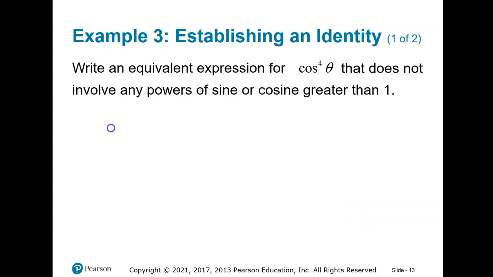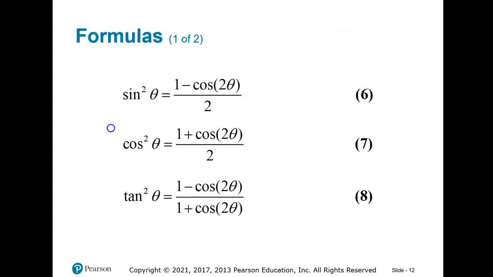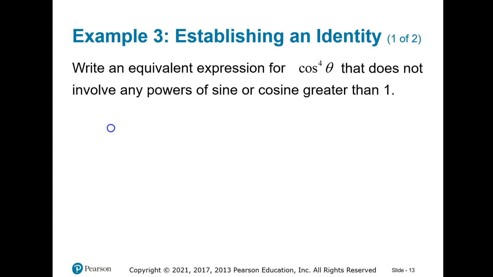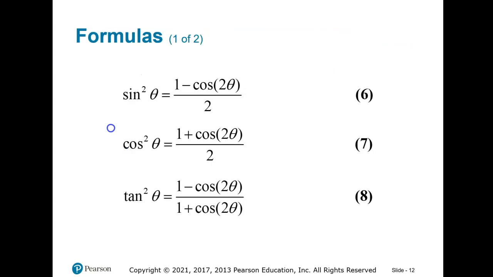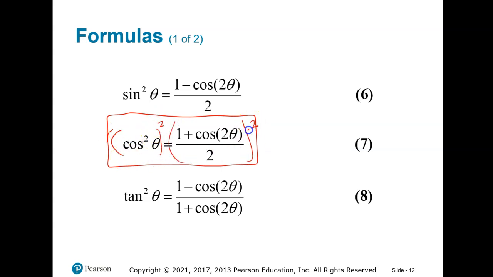All right, write an expression for cosine to the 4th that does not involve any powers of sine or cosine greater than 1. Again, power reducing. So if I'm supposed to reduce my powers from 4 down to 1, I'm going to use that cosine squared formula a couple of times. Now watch what happens. This is cosine to the 4th. Cosine squared is equal to this. So if I square both sides of this expression, I would have cosine to the 4th.